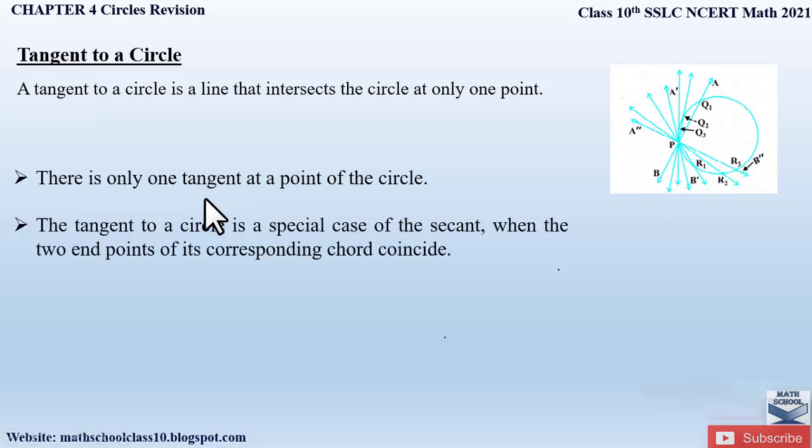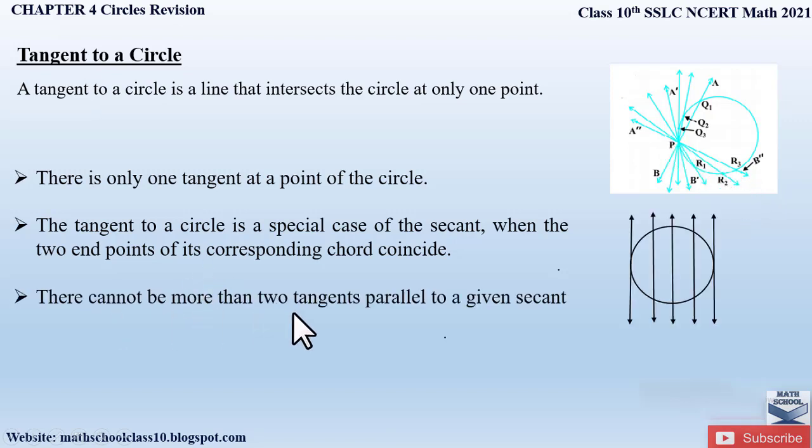The next statement is that the tangent to a circle is a special case of a secant when the two endpoints of its corresponding chord coincide. So here you can see a secant in the case of A double dash and B double dash. A secant is formed. This is called a secant when the two endpoints of the corresponding chord do not coincide.